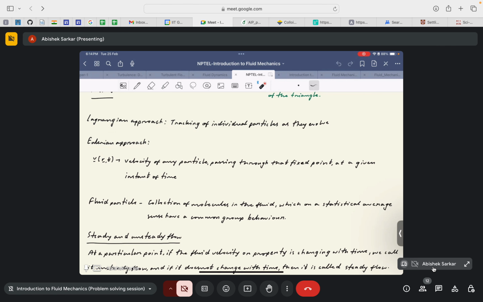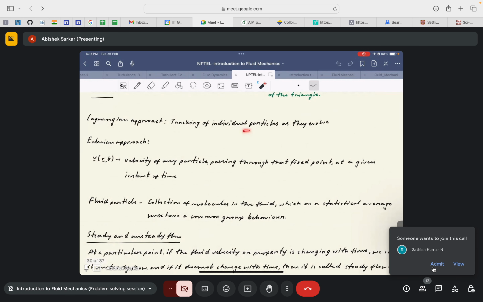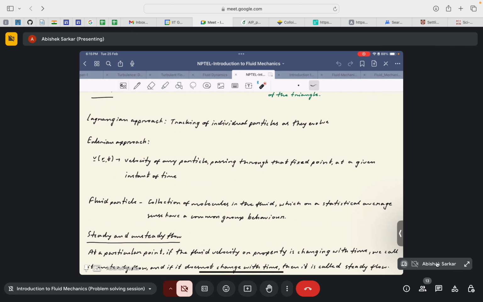So in order to counteract that, the Eulerian approach was deduced, and it works quite well in most of the scenarios. But for the advanced, highly accurate studies, people still tend to follow the Lagrangian approach. Okay, so as we are discussing fluid particles, then comes the concept of a fluid particle. What is a fluid particle? This was discussed in the first week session, but let me reiterate it. It is basically a collection of fluid molecules which, in a statistical average sense, have a common group behavior.